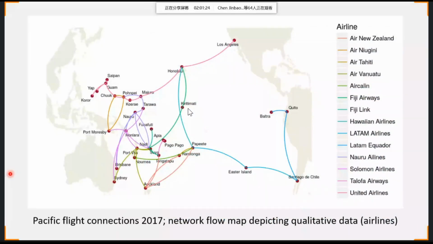That's a nice one. These are the flight connections in the area of the Pacific, so between all these small island countries in 2017. It's also, of course, a network flow map, but here you have qualitative data. That means different color hues are used to represent the different airlines of the different countries. Some of the colors are a bit hard to discriminate, but the overall idea is interesting, so you have an overview about all the flight connections in this area.